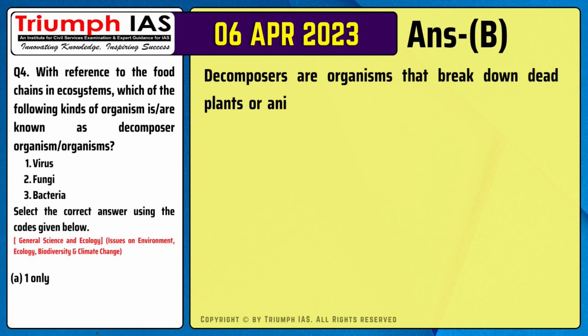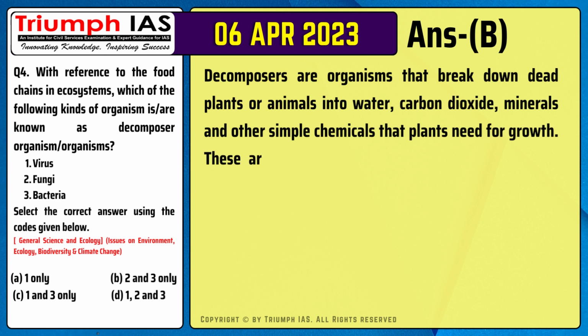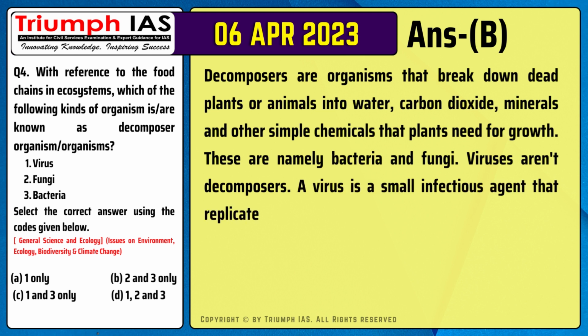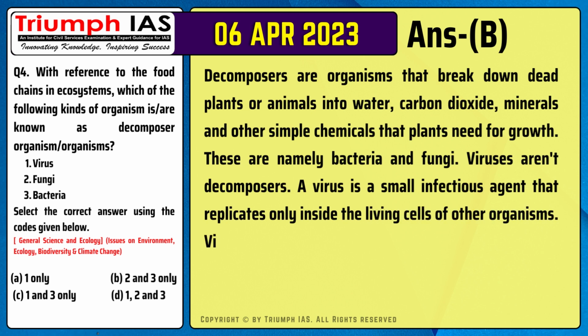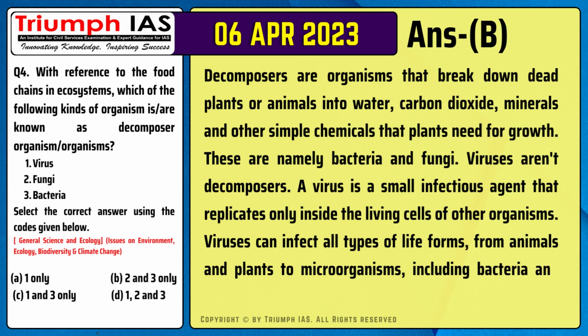Decomposers are organisms that break down dead plants or animals into water, carbon dioxide, minerals, and other simple chemicals that plants need for growth. These are namely bacteria and fungi. Viruses aren't decomposers. A virus is a small infectious agent that replicates only inside the living cells of other organisms. Viruses can infect all types of life forms, from animals and plants to microorganisms, including bacteria and archaea.